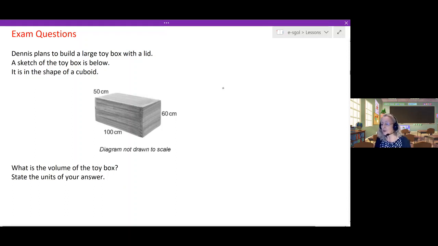So for this one, all we would have to do is to multiply our 100 by our 50 by our 60. And if we multiply those together, we will get to 300,000 centimetres cubed. And it did say down here, state the units of your answer. And you've always got to watch for that, because if it asks you a question like that on an exam paper, it means they're going to give you a mark for it.